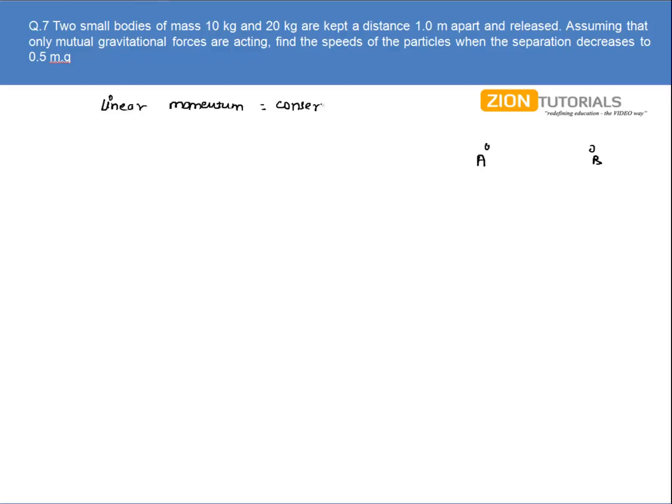alright. So I can write initial momentum is equal to final momentum, although initial momentum is 0 because, let's say the mass m1 is this, mass m2 is this, so m1 into 0 plus m2 into 0, because initial velocity of both of them are 0, is equal to final momentum. So it will be m1 into, let's say, v1 and m2 into v2.